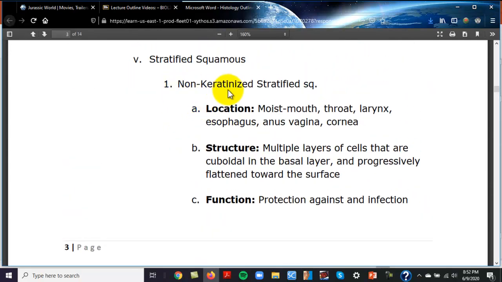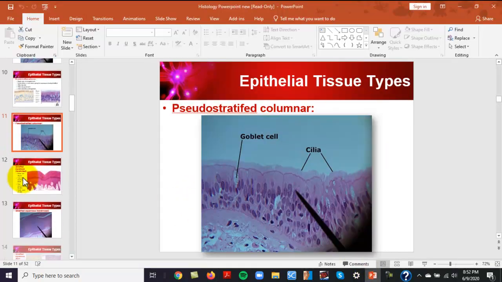The non-keratinized is soft. It's basically the inside of the mouth, the esophagus, the anal canal, and vagina. And it says cornea as well there, but yeah, throat, part of the larynx, the voice box. Anyway, throat could be the same as esophagus, all right? But the inner lining of the mouth, multiple layers, function would be protection. Not a whole lot of function for that.